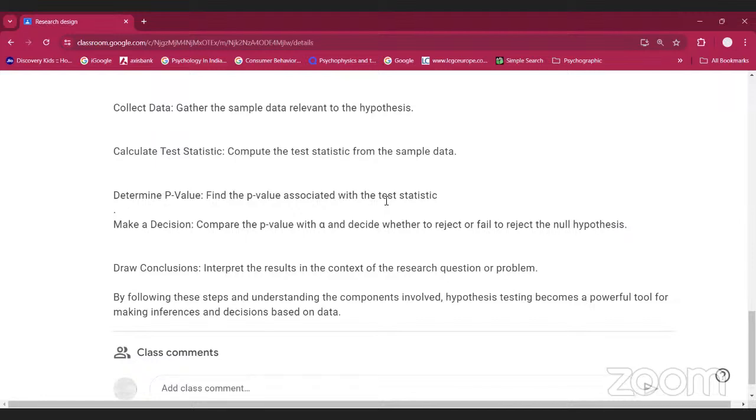Suppose you have collected one data set and the sample distribution is similar to the normal probability curve. So what will be your decision?